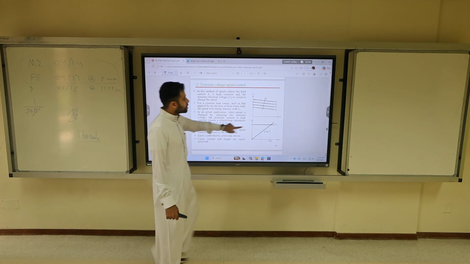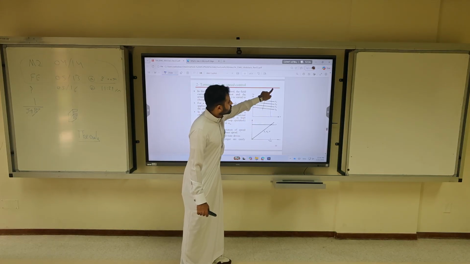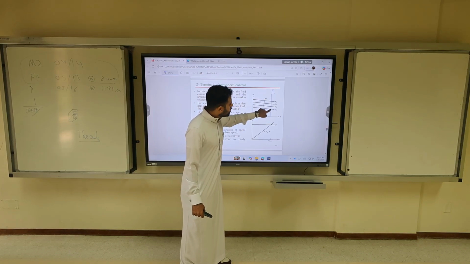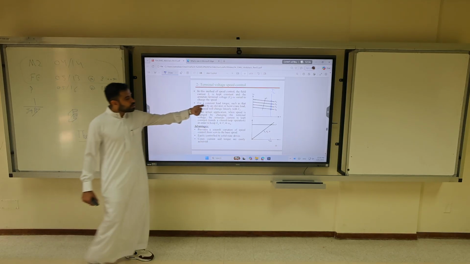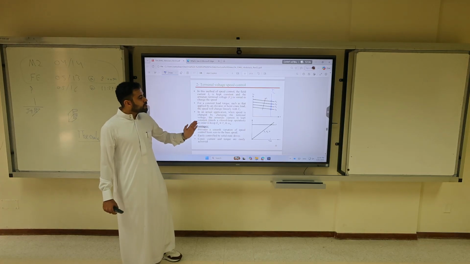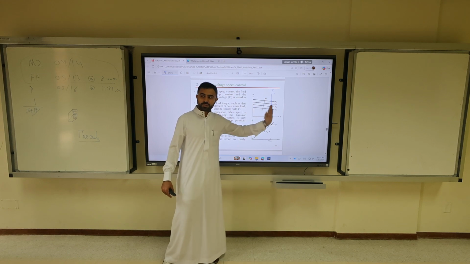What does constant torque mean? This is your load. If your T load is constant, then the intersection is the operating point. For a constant load torque, such as the hoist or the elevator, the speed will change linearly. If you increase the voltage linearly, the speed will change.